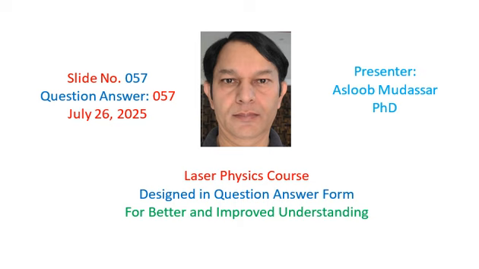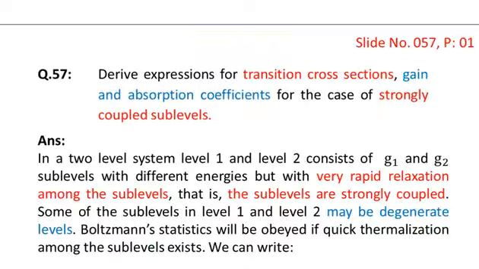This is your presenter Asloob Mudassar, and I am presenting slide number 57 of the course on laser physics. Question is, derive expressions for transition cross sections, gain and absorption coefficients for the case of strongly coupled sublevels.